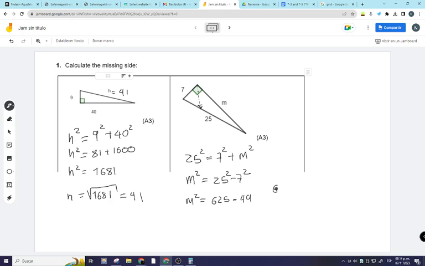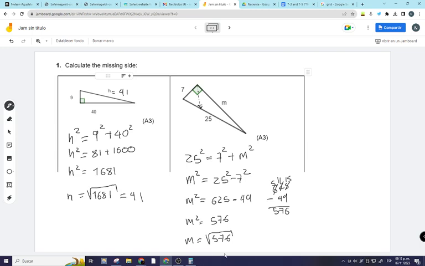Okay, let's do it. 625 minus 49. Okay, so this becomes a 1, this becomes 15, and 15 minus 9 is 6. 1 minus 4 is not possible, so this becomes 5, for this to become 11. 11 minus 4 is 7, 5. Okay, so m squared is 576. If we want to find m, then we will have to find the square root of that one.